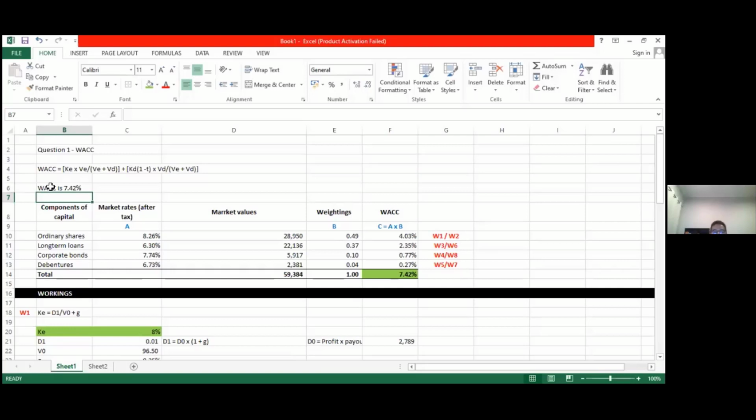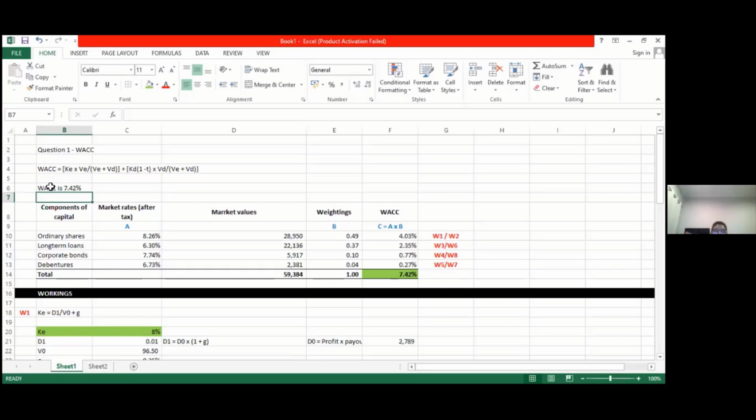Remember, when it comes to ordinary share capital market rates, you have three methods. Market values, there's two methods. For debt and preference shares, first determine whether it's redeemable or non-redeemable. And then if it's non-redeemable, use your perpetuity formula. If it is redeemable, use your financial calculator. Keep in mind, either the market rate or the market value will be given for debt and preference shares, and the other one needs to be calculated.